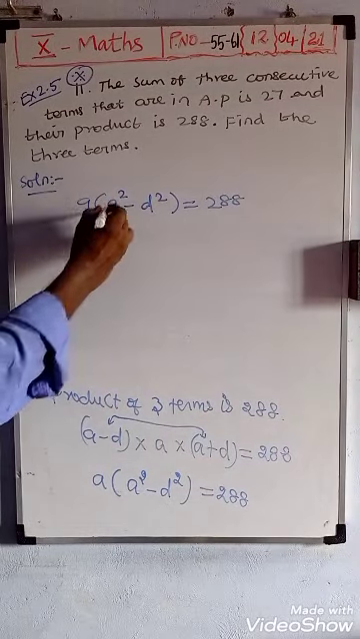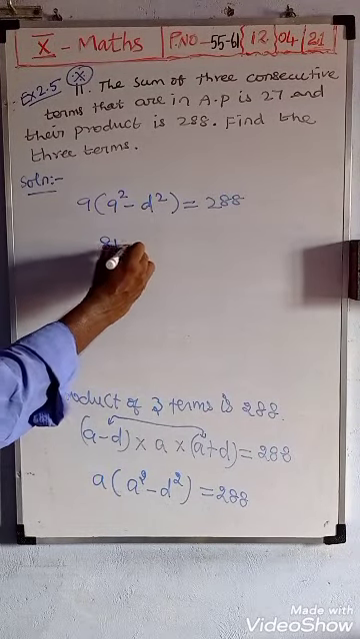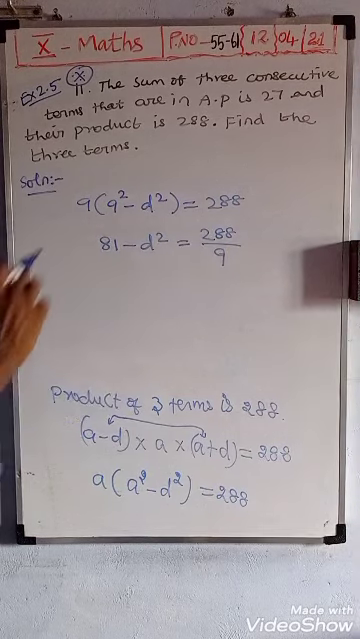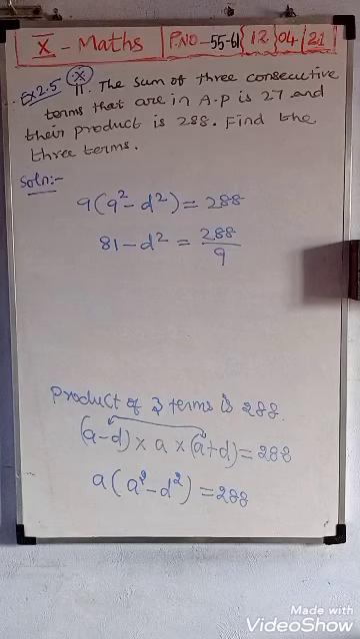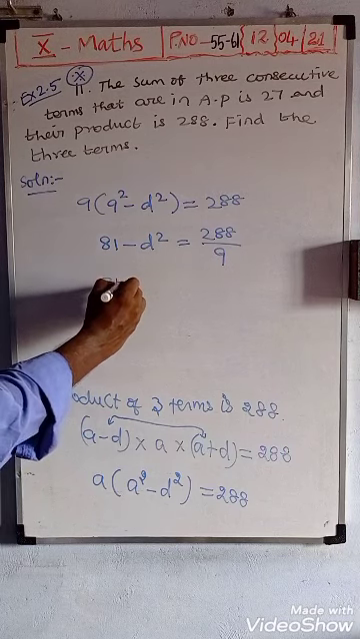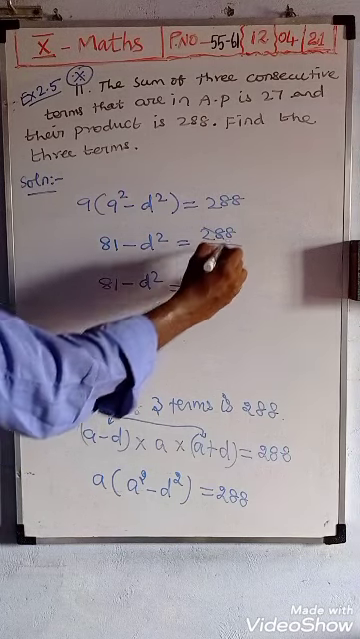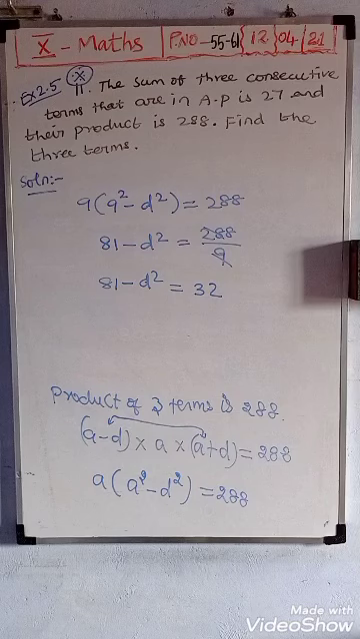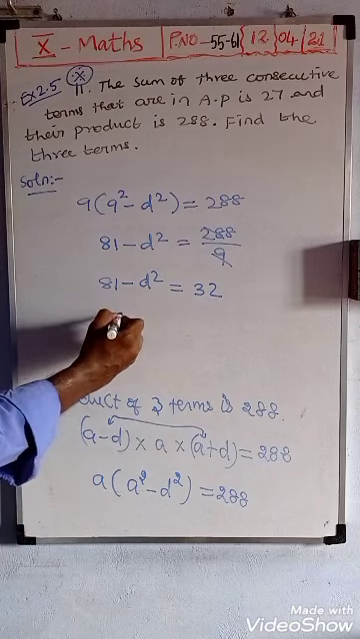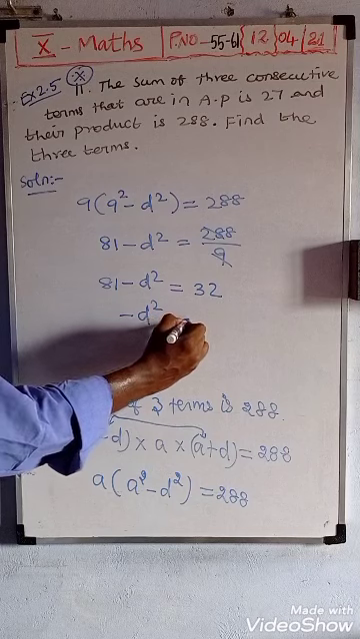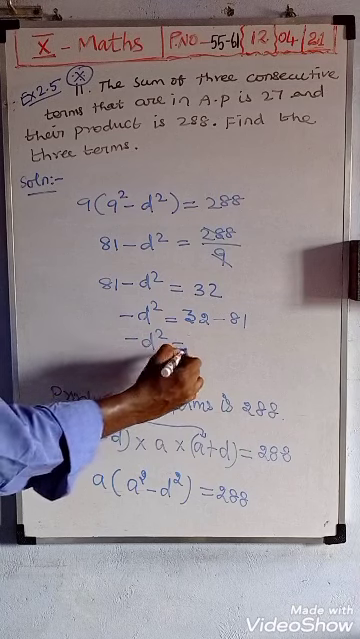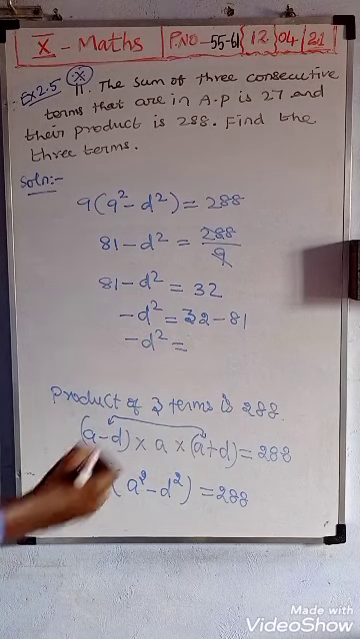Okay. Now this 9 square value is 81 minus D square, equal to 288 whole divided by 9. Since this is multiplication by 9, it goes as division by 9. So you should divide by 9 and cancel. 81 minus D squared is equal to 9 3's are 27, remaining one 2, 9 2's are 18, so 32. Now minus D squared is equal to plus 32 minus 81, since this side comes minus 81. Now minus D squared is equal to minus 49.